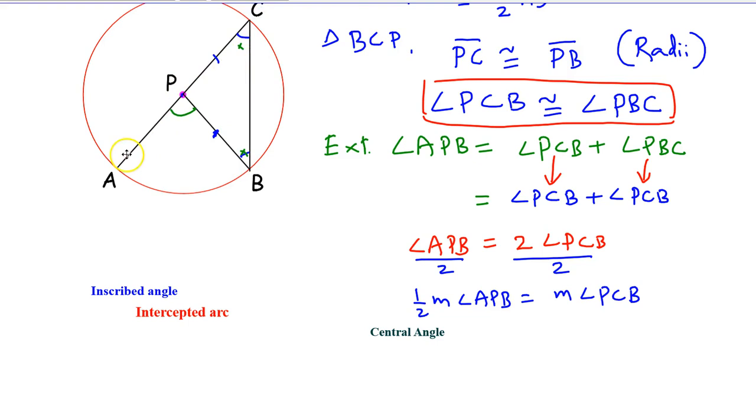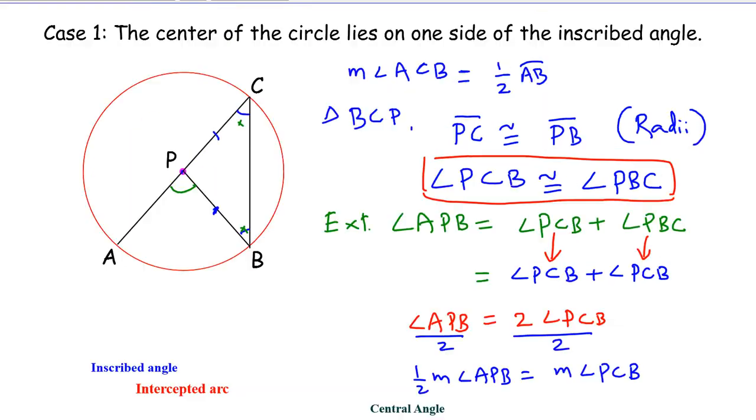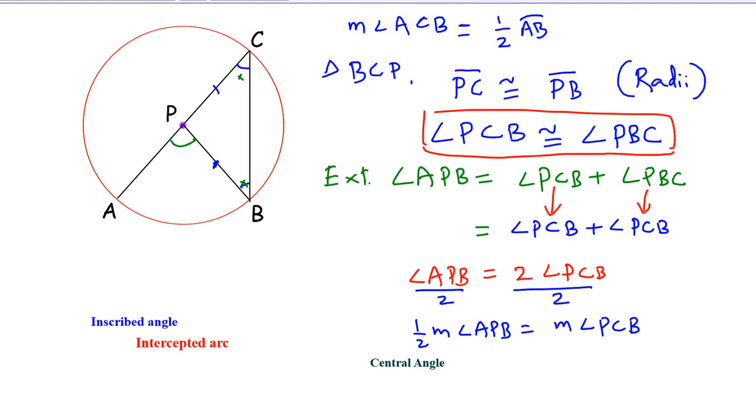Instead of calling it angle PCB, you can also call it angle ACB. Whether it is PCB or ACB, it is just the same. Let me show you that. This is angle PCB, this way. And even ACB, if you call it from this way, it is just the same angle. So whether you call it angle ACB or PCB, it is just the same. So instead of writing PCB, what I'm going to write is ACB. So the measure of angle ACB is equal to half of the measure of angle APB.